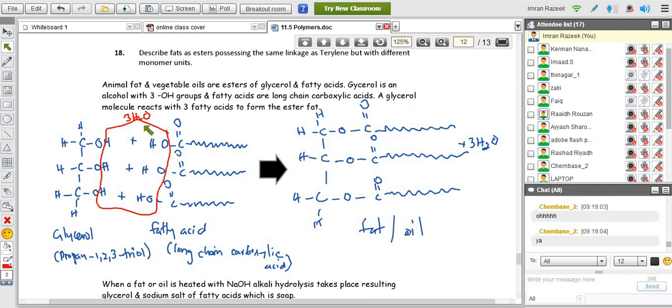Animal fat and vegetable oil are esters of glycerol and fatty acid. Glycerol is an alcohol with 3 OH groups, and fatty acids are long chain carboxylic acids. A glycerol molecule reacts with 3 fatty acid molecules to form the fat, the ester fat. We can copy this molecule now.